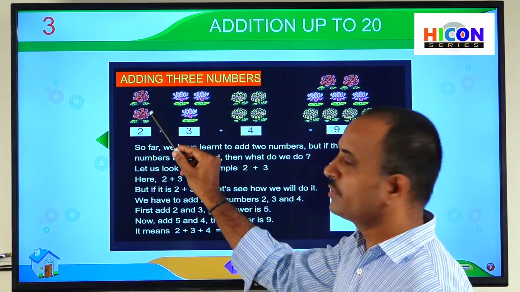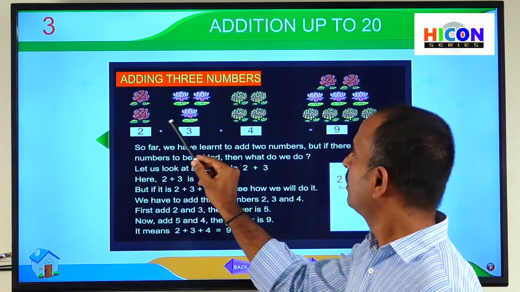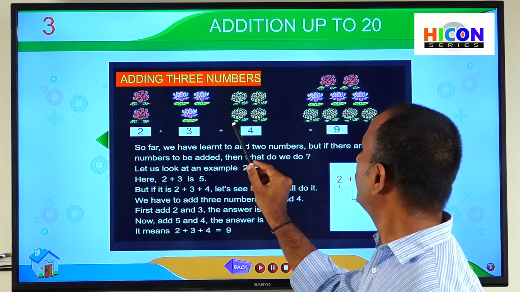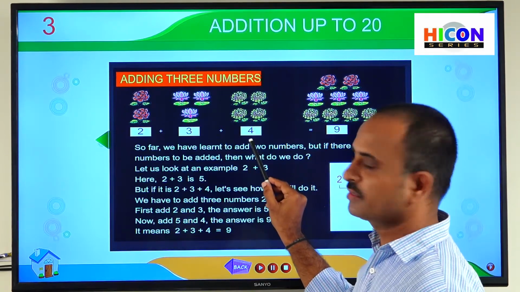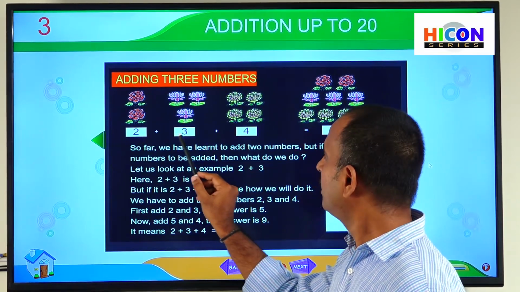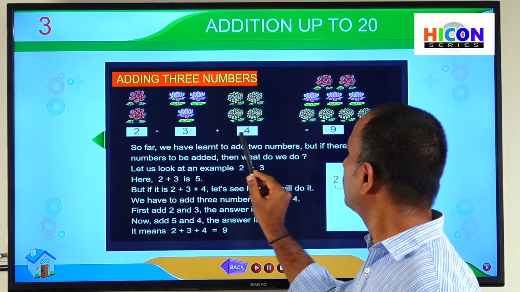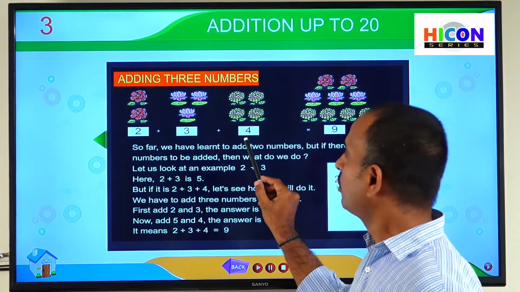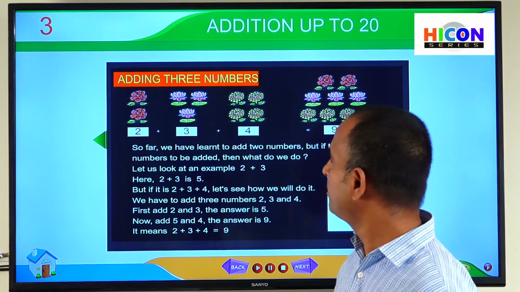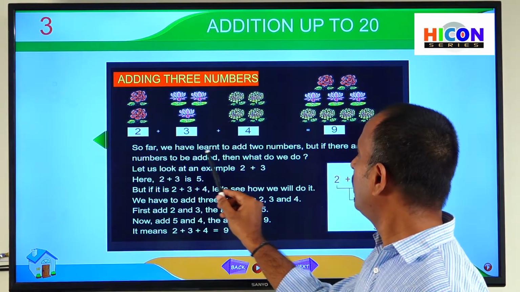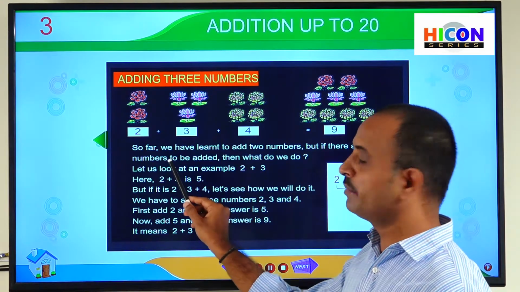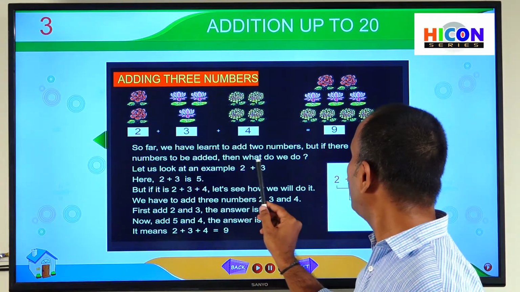How many flowers are there? Two flowers are there. And how many lotus flowers are there here? Three flowers. And how many sunflowers are there? Four flowers. So there are three numbers. The first number is 2, the second number is 3, and the third number is 4. Now we have to add these three numbers. How can we add these three numbers? So far we have learned to add two numbers. But if there are three numbers to be added, then what do we do?